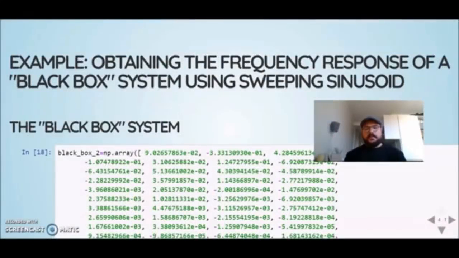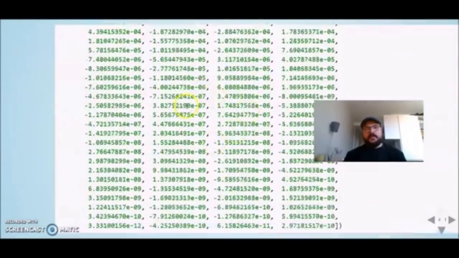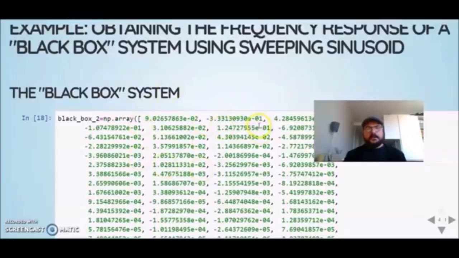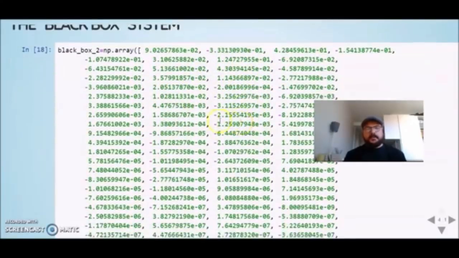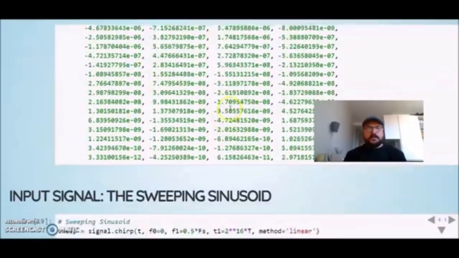In the second example, we are going to use the same technique, but instead of using noise, we are going to use a sweeping sinusoid as an input signal. And we also have a different black box, so we will call it black box 2, the same array of numbers, but let's pretend we don't know what's inside. Even if we look at these numbers, it's not saying anything to us.